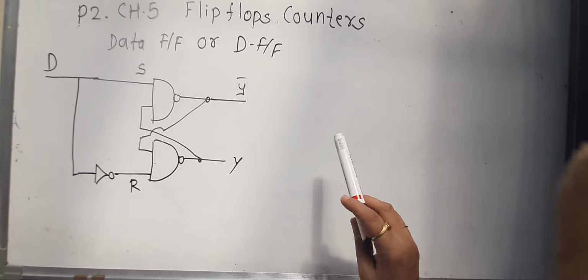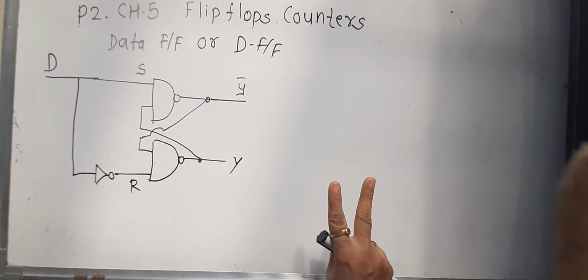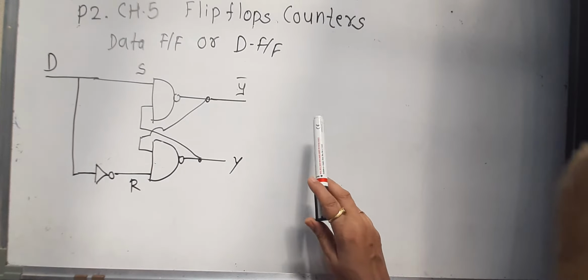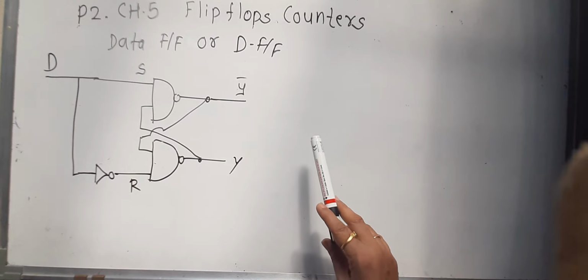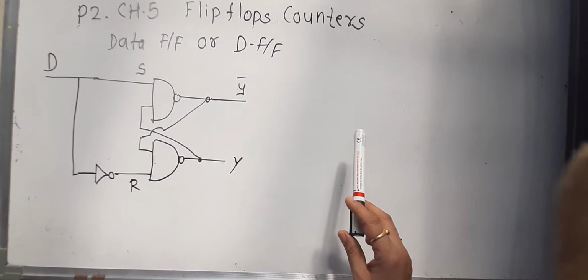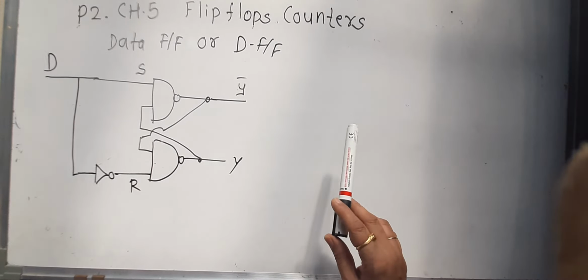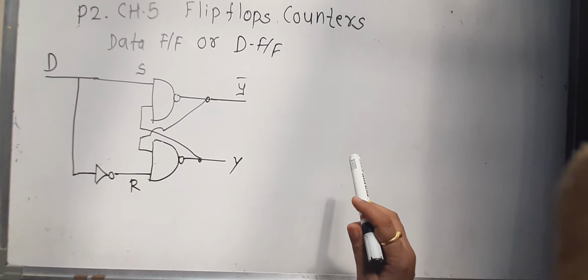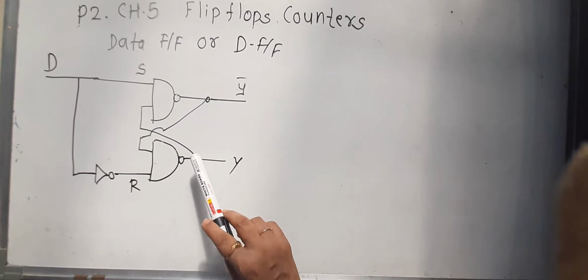Now we know the drawbacks of RS flip-flops: it requires two inputs to store one single bit. Then, when both set and reset inputs are high, the output at this stage is unpredictable, or we call it race or forbidden. That state is not the expected output. So to remove this drawback, the D flip-flop is used.